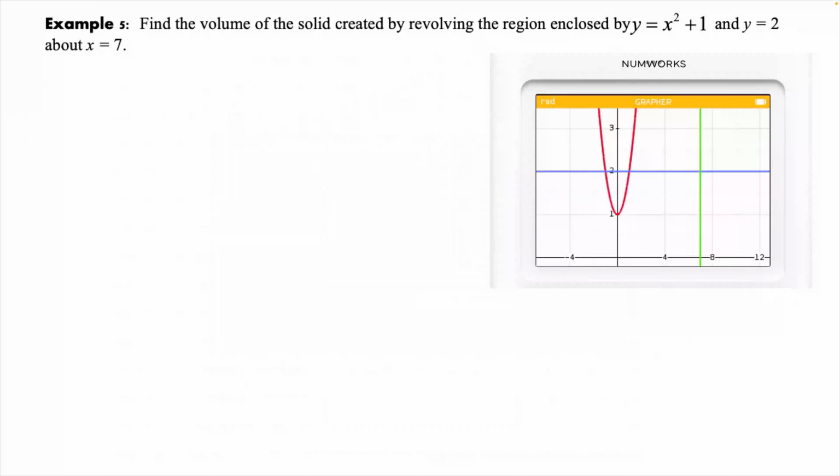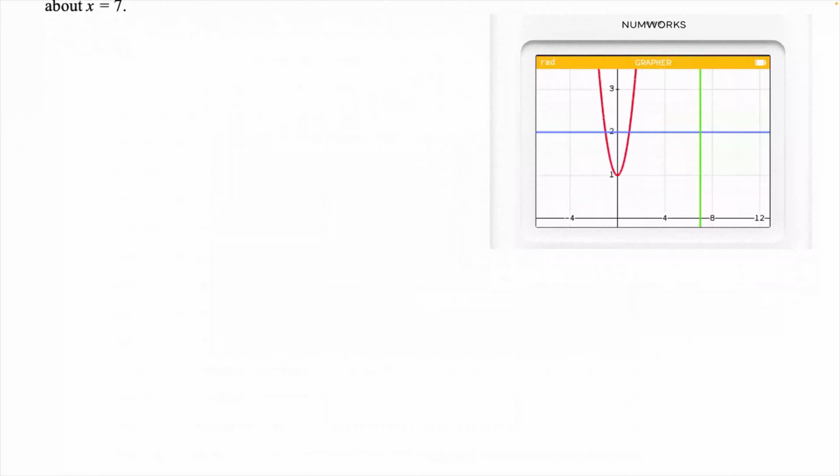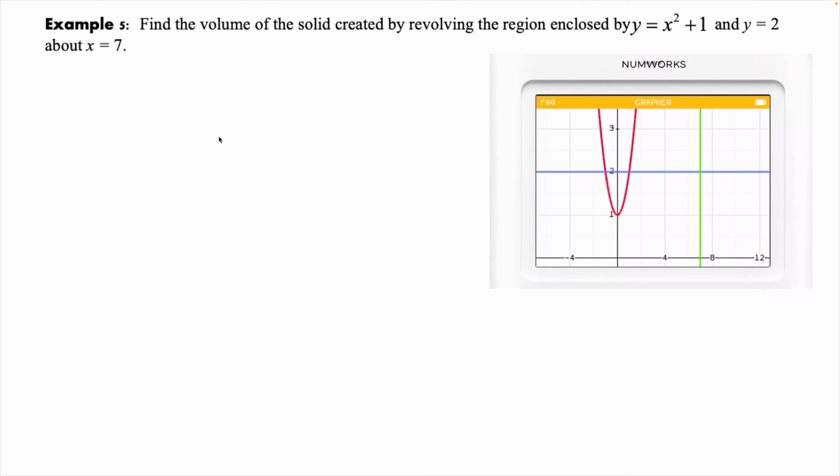All right, so it should look something like that. So you have a parabola, y equals x squared, that's the red. You have y equals positive 2, which is a horizontal line, the blue one. And then you have x equals 7, which is a vertical line, which is my green. Okay? Okay, so first thing, where is the shaded region?